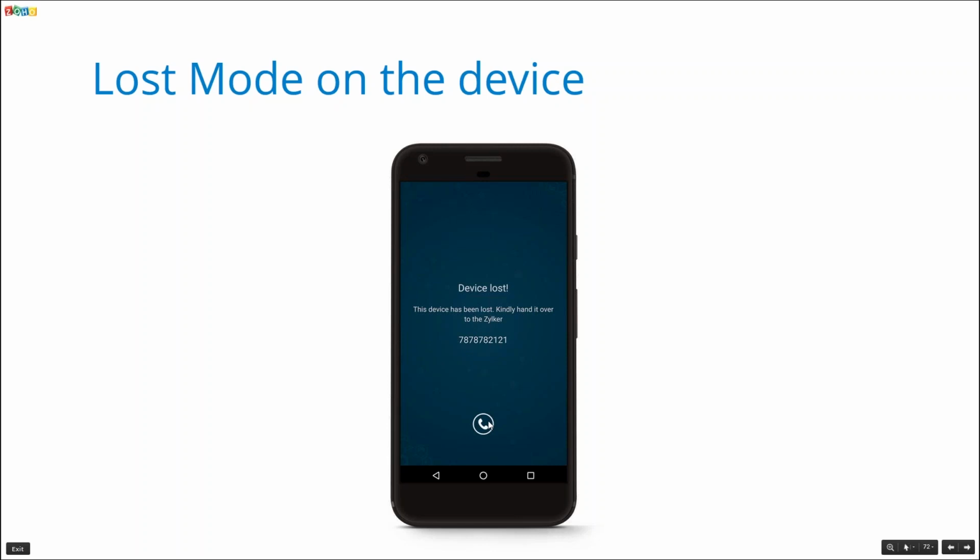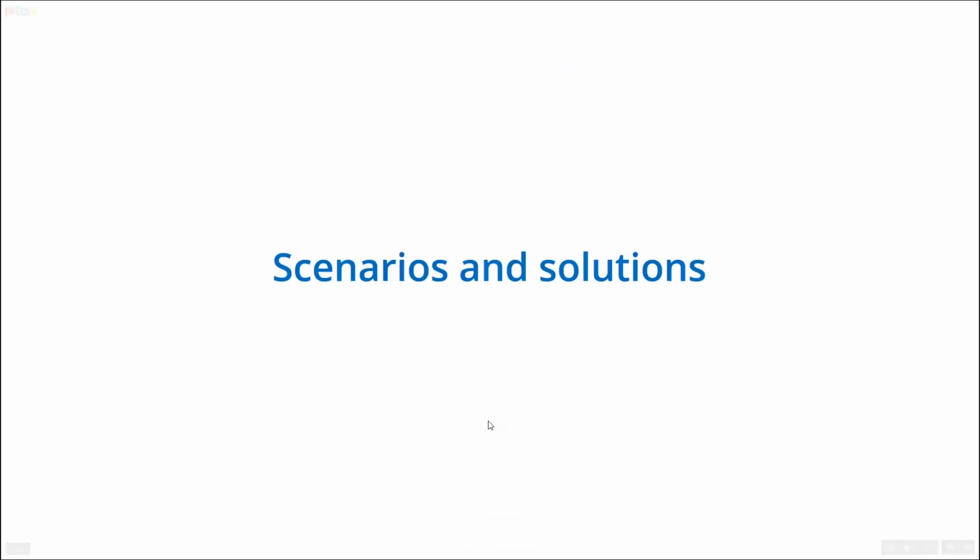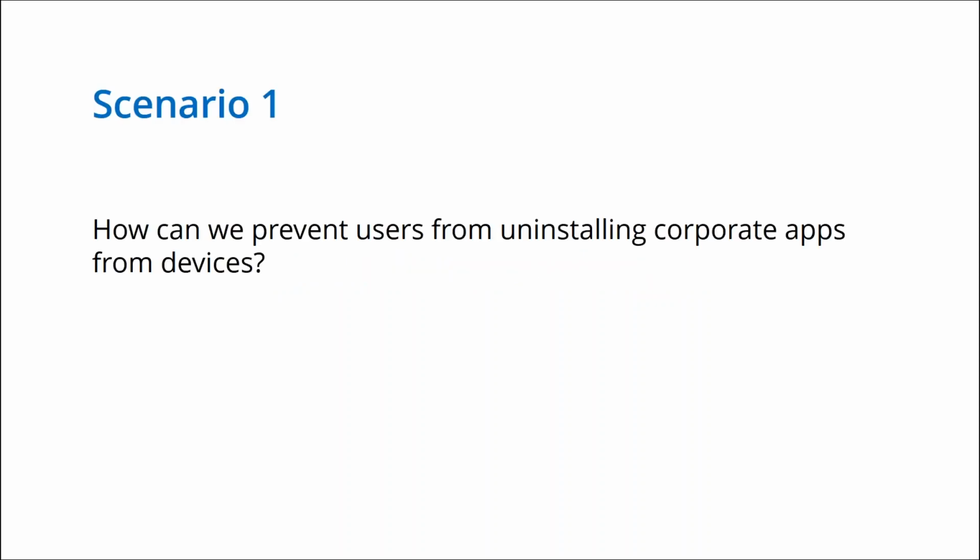The users can only click on call. Now, let me share the real-time scenarios and solutions which have been raised by other customers during the support sessions. The first use case is how we can prevent users from uninstalling the corporate application. Even though you distribute it, if you don't restrict the users from uninstalling, they can do that.